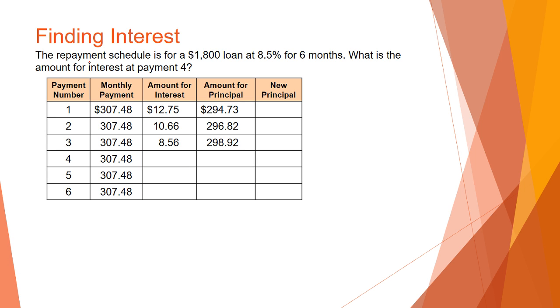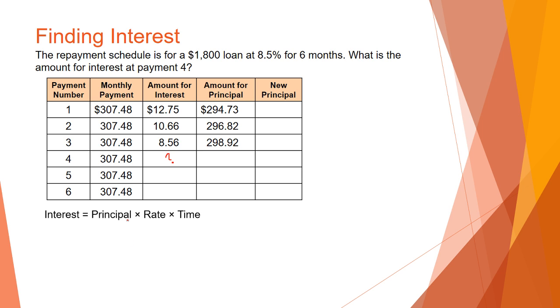Alright, so the question for this one says the repayment schedule is for a $1,800 loan at 8.5% for 6 months. We want to know what is the interest for payment 4. So we're looking at this number right here. What is that number? What we need to do is use interest equals principal times rate times time.